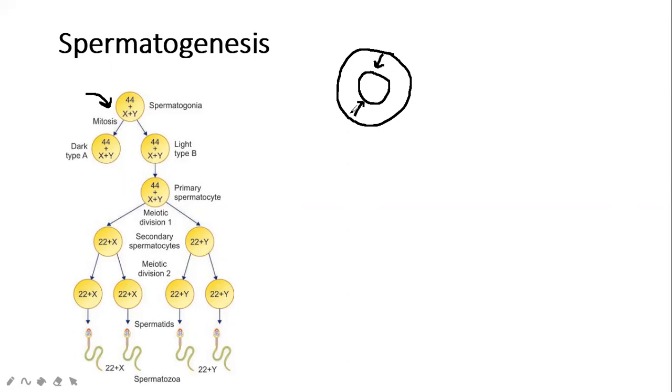And then in their division, there are supporting cells that we call the satellite cells. So these satellite cells nurture these cells, right? Also creating what we call a blood testis barrier. So these are the satellite cells, nurturing these dividing germ cells, right?